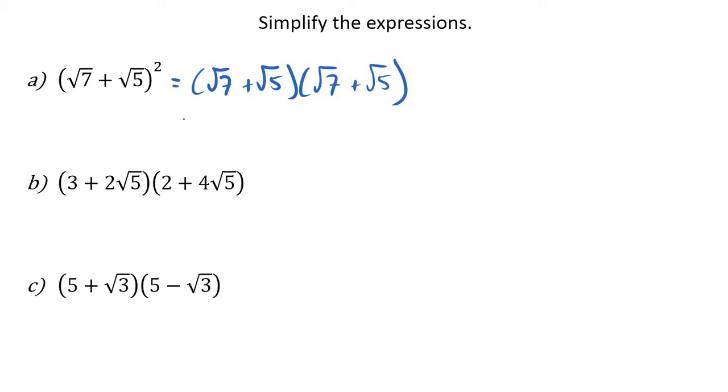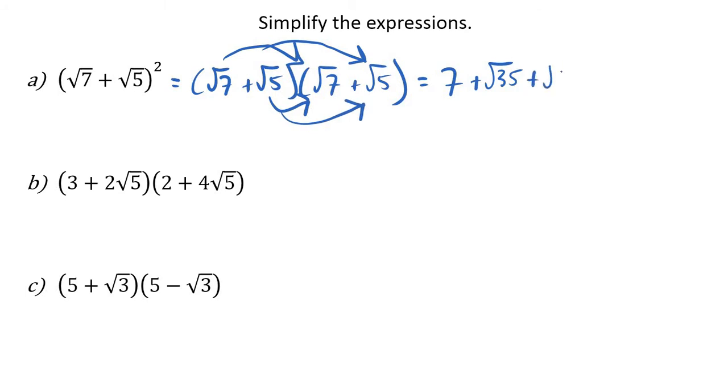And now you multiply this whole thing out, right? So I'm going to multiply root 7 by root 7, so I'll do right here, and then right here. So root 7 times root 7 is 7. Root 7 times root 5 is root 35. Again, both under the radical still. Now I'm going to take my root 5 through. So root 5 times root 7 is root 35. Root 5 times root 5 is 5.